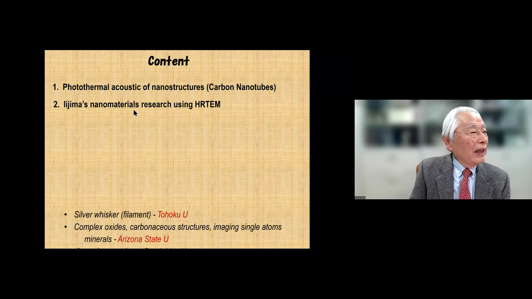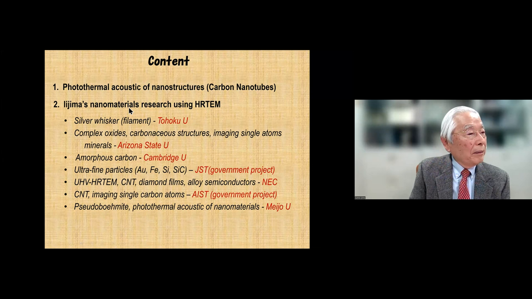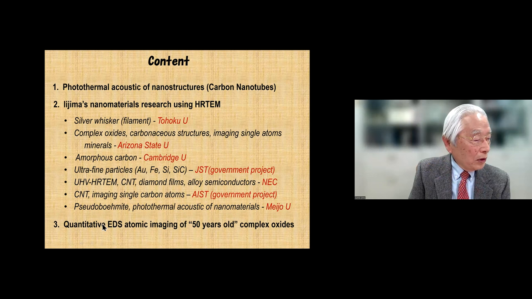Then I go through the nanomaterial research work using high resolution electron microscopy. I have done a lot of work at different locations: Arizona State, a short time at Cambridge as well, and Japan. So at all these places, I did some work about the material. I'd like to go through some of the stuff I have done there. Lastly is the quantitative EDS atomic imaging of a 50 year old complex oxide. You will find what it is. This is very interesting to me.